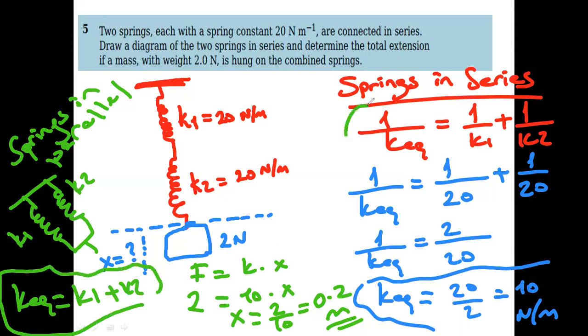But in series, I have to use this equation: 1 over K equivalent is equal to 1 over K1 plus 1 over K2. These are the equations for springs in series and springs in parallel. We have to keep in our mind and learn these equations. We should memorize these equations. I'm not sure if they are given in the data booklet or not, but I'll check it later and let you know. Okay, let's continue.